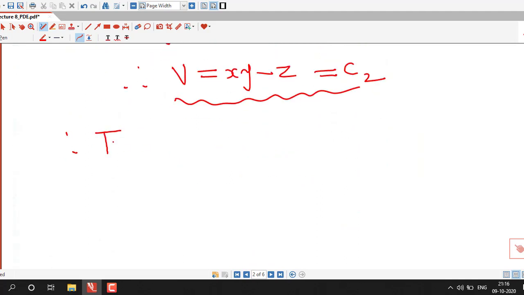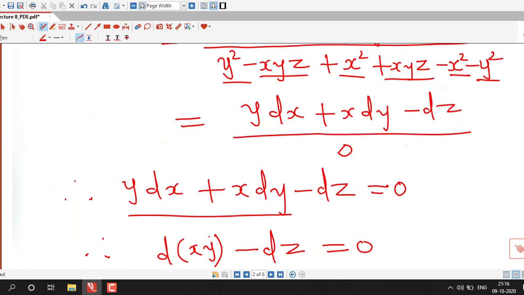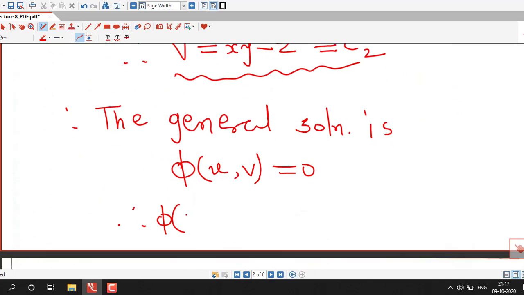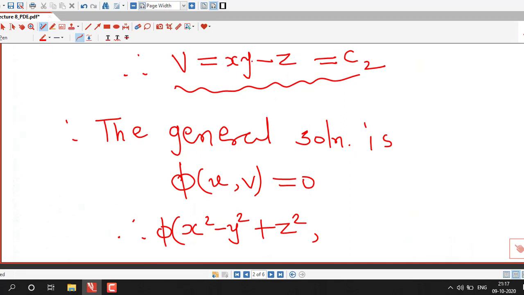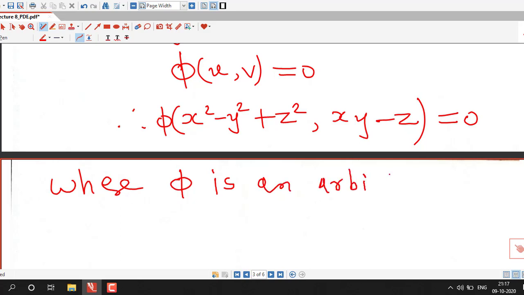So therefore, the general solution is phi of u, v equal to 0. So therefore, phi of the first integral u, which is x square minus y square plus z square, comma v, which is x into y minus z, and phi is an arbitrary function. So this is the general integral of the given partial differential equation.